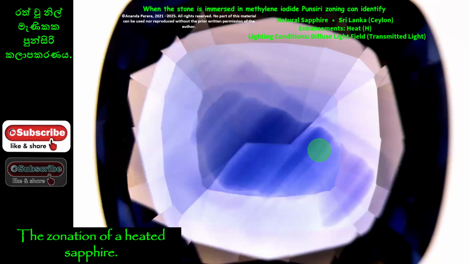What is this? The zonation of heated sapphire here. What are the lighting conditions? Diffuse light field, transmitted light. This is when the stone is immersed in methylene iodide. You know methylene iodide. Punsiri zoning can be identified like this. This is the stone. You can see the zoning, color zoning. This color zone pattern comes with the heated or beryllium treated stone. So this is very clear evidence.